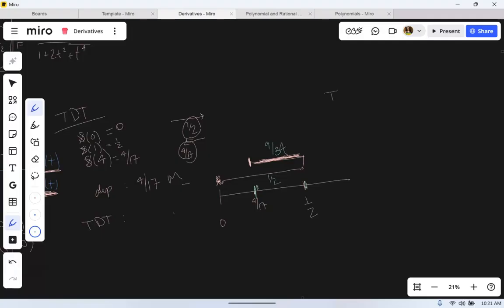So total distance traveled, 1/2 plus 9/34, over 17, 13/17. What's the answer? 13/17. That's total distance traveled. He rests at 0.5.